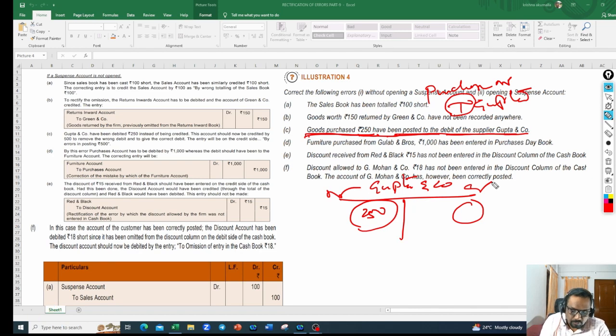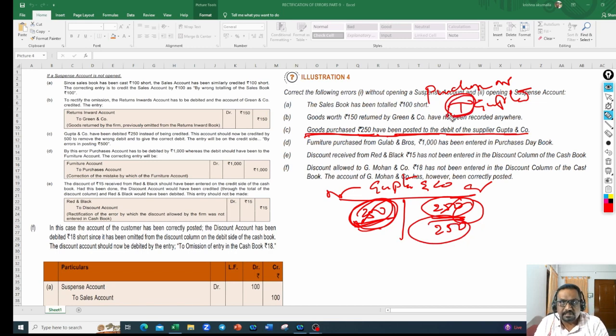So what are we supposed to do now? This 250 we need to rectify. This is the incorrect debit, and to rectify an incorrect debit, you need to credit it. So 250 I need to credit. With this credit, this debit got rectified. But where is the credit in Gupta? Gupta account has to be credited, no? So you need to put another 250 in Gupta account. Then this 250 and this 250 will get knocked off, and another 250 which is supposed to be credited will be there in the Gupta account as a credit.